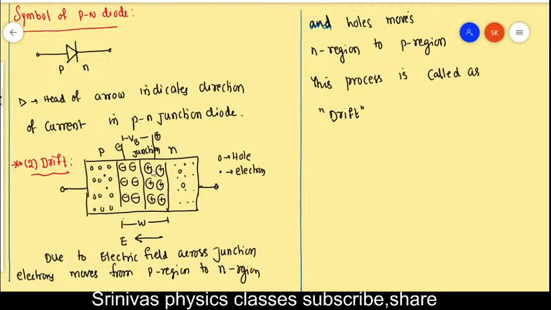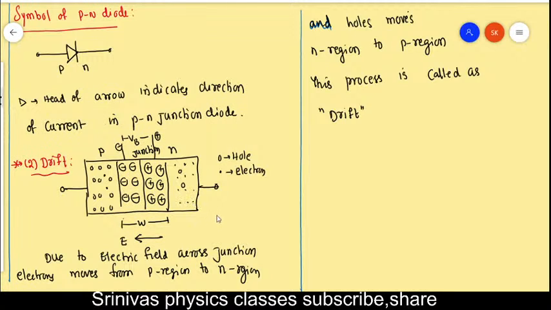What is the difference between drift and diffusion? Diffusion is this: in the beginning, during formation of the depletion layer, the n region has more electrons and the p region has more holes. The electron movement from the n region to the p region, and the hole movement from the p region to the n region, is called diffusion.